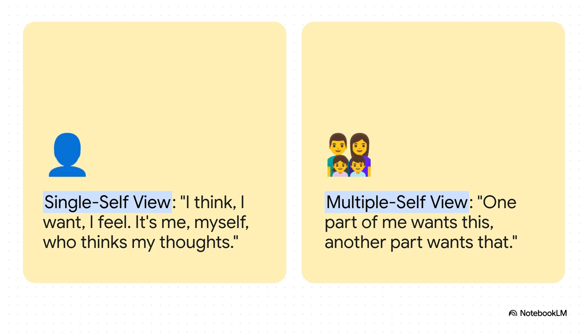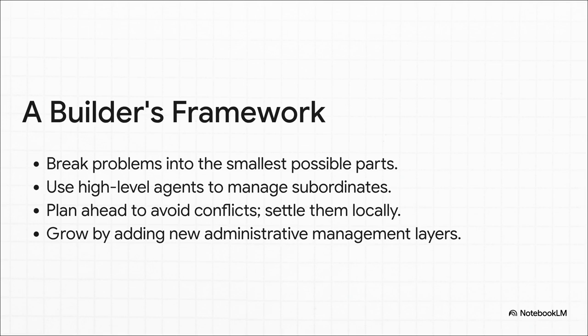But the multiple-cell view on the right, that's a microservices architecture. You're building simple, independent agents or services that are robust, reusable, and you can compose them to create incredibly complex, intelligent behavior. So here's your takeaway, your playbook. Break your problem down into the smallest possible jobs you can think of. Assign each one of those jobs to a simple agent. Then, organize those agents into hierarchies. And most importantly, focus on building the administrative layers, the managers, that allow the whole system to learn and adapt over time.